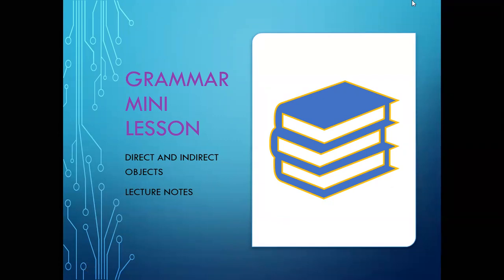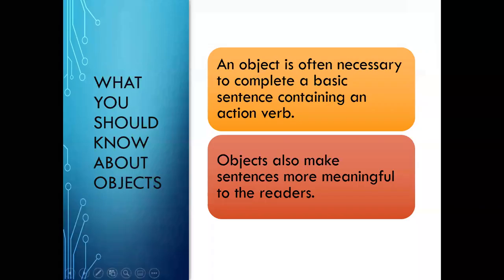So how are we going to do that? Let's begin. The first thing that we should know is, what is an object? An object is often necessary to complete a basic sentence containing an action verb. It is essential that we have an object to complete a sentence which has an action verb. And how is it going to be? We are going to see in the next slide with the example.